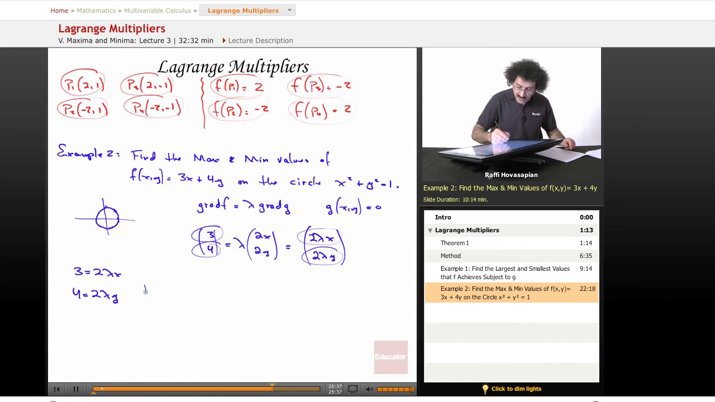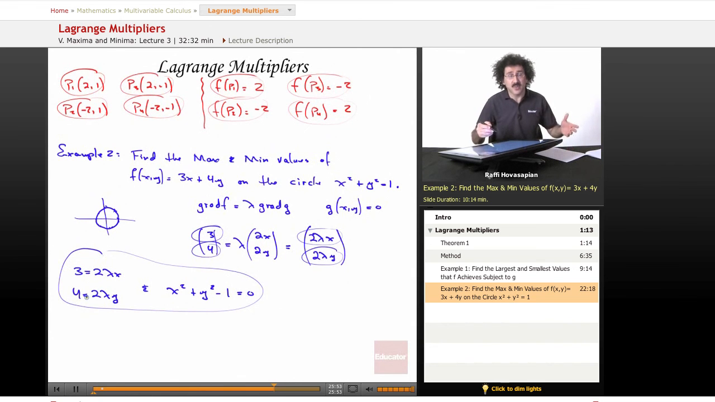And of course we have g of x, y equals 0, so we get x squared plus y squared minus 1 equals 0. So this is our set of 3 equations in 3 unknowns, x, y, and lambda. Theoretically, this is solvable. Now we just have to find x, y, and lambda. Ultimately x and y, but lambda along the way.